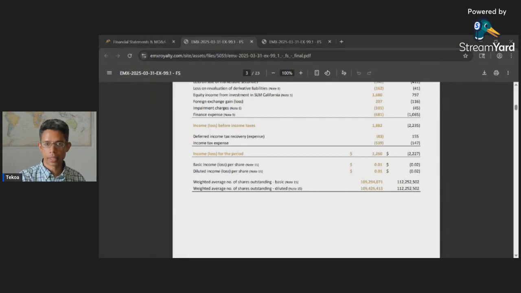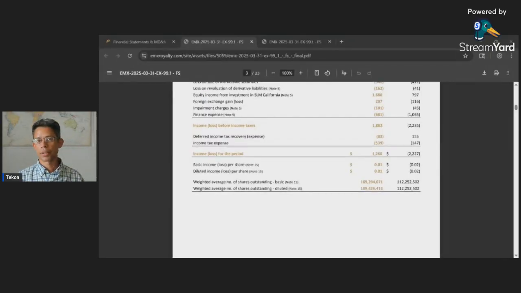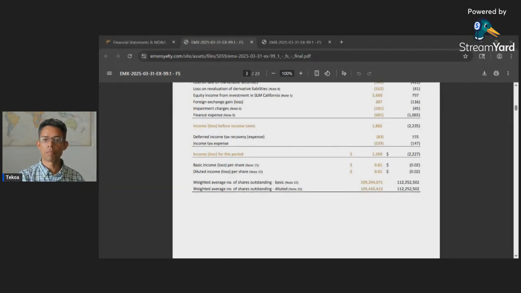We'll plug that into our calculator. So it's 291 times 109,294,071. And that gives us a number here of a bit over 318 million. So that's the US dollar market cap.